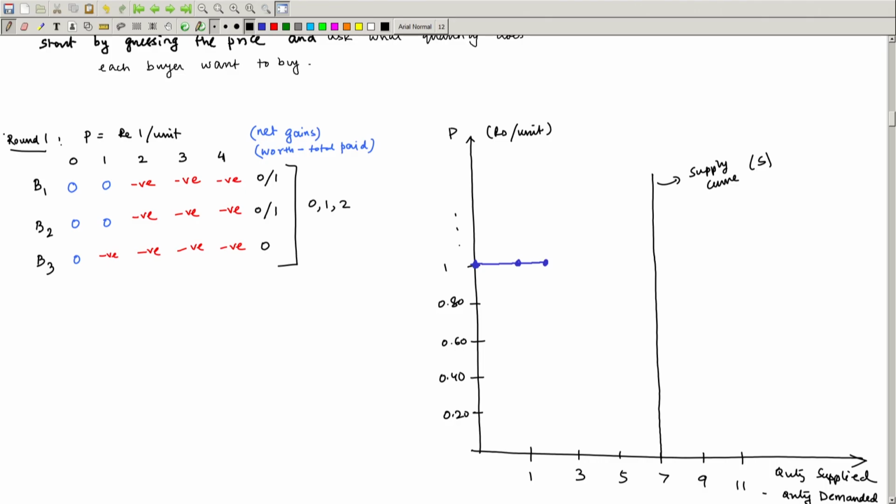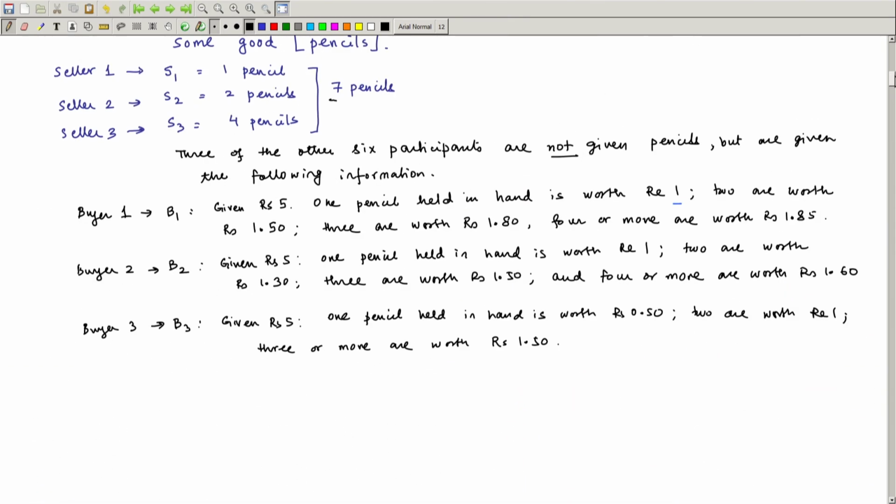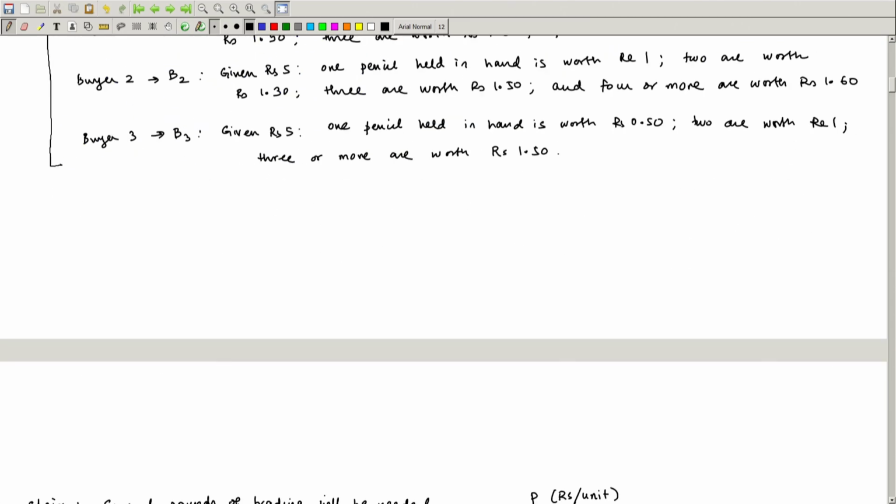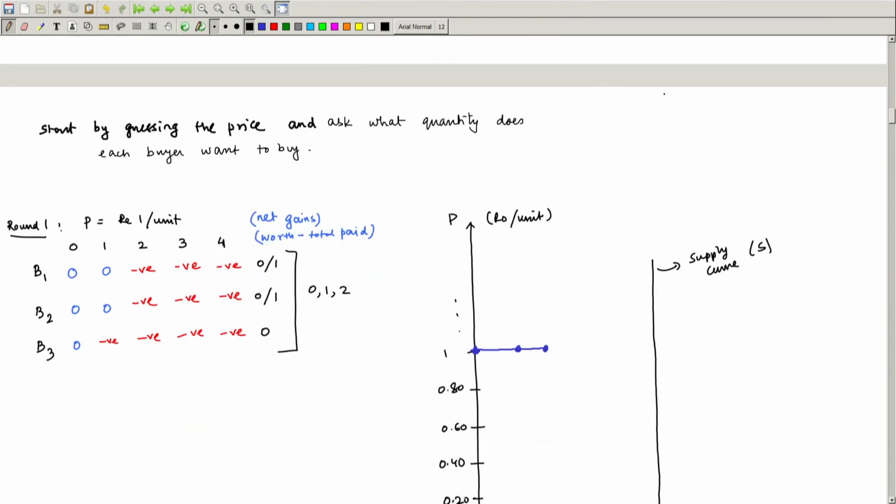Notice we started with round 1, where we started with a price of p equal to 1 rupee per unit. We used the information about the buyers to determine how much each buyer wants to buy at a price of 1 rupee per unit. We figured out that buyer 1 is indifferent between buying 1 unit or not buying at all. Buyer 2 is indifferent between buying 1 unit and not buying at all. And buyer 3 for sure is not going to buy any units.